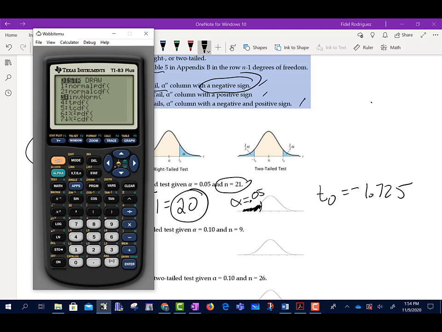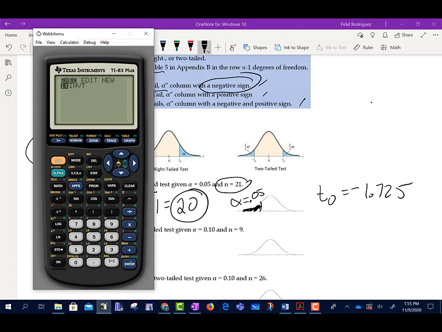I have an older calculator, the 83 plus, so mine doesn't actually have that. I had to type in a little program so that I can do the same thing, but you're going to do it just like we were doing before. Let me clear this out here. What y'all would do is go second vars, scroll down, and right underneath inverse norm, you're going to see inverse t.